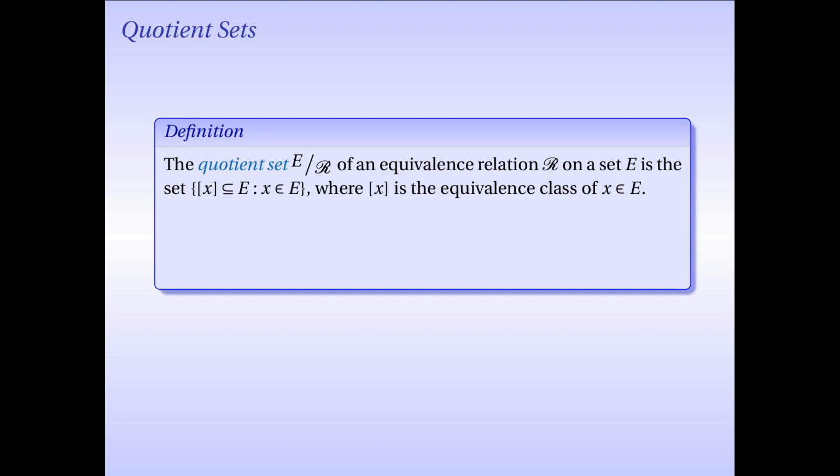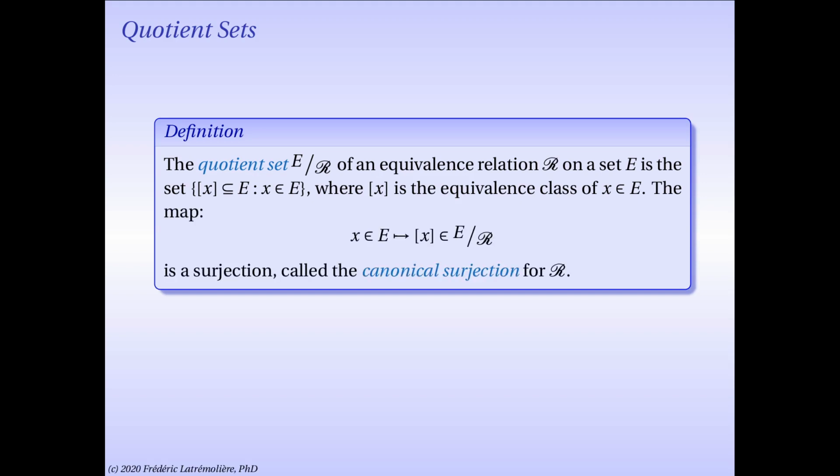Since equivalence classes encode the equivalence relation, it is natural to introduce the notion of a quotient set. So if E is a set with an equivalence relation, the quotient of E by this relation is the set of the equivalence classes of all the elements of E. Note that an equivalence class is a subset of E, so the quotient set is technically a subset of the power set of E.